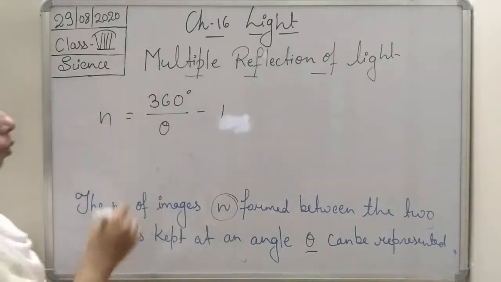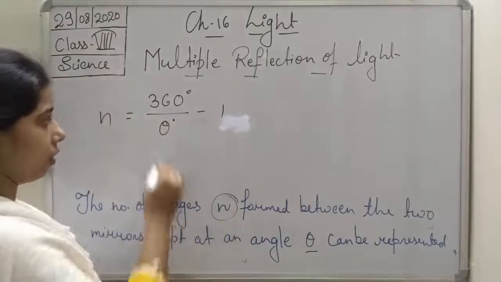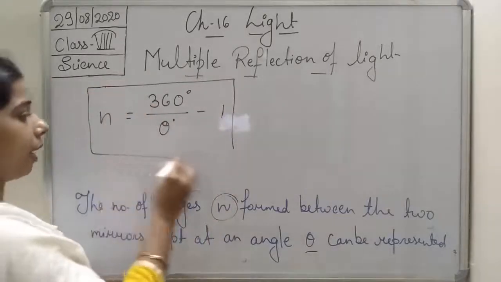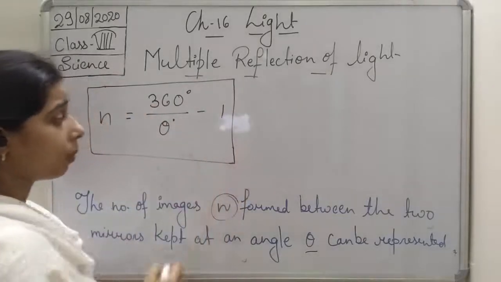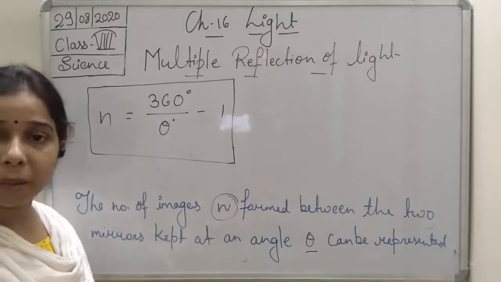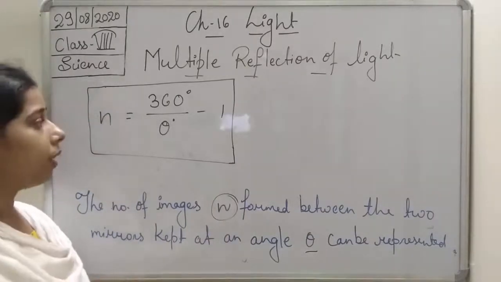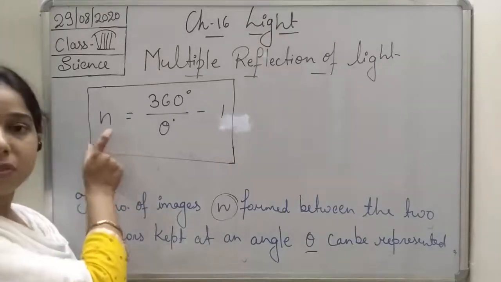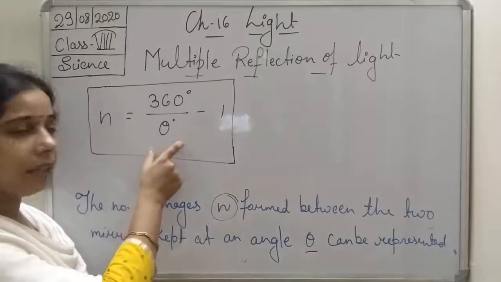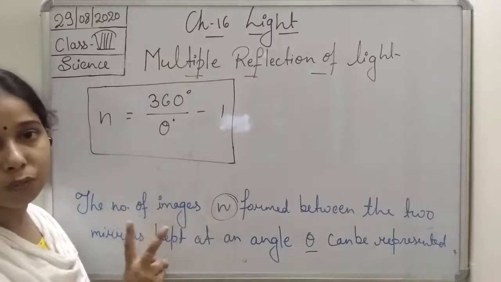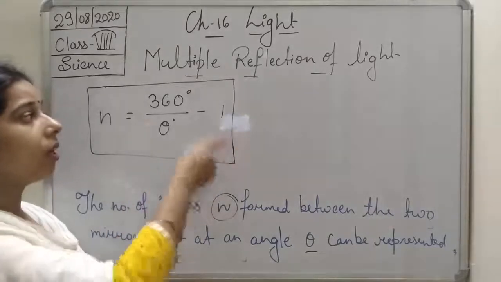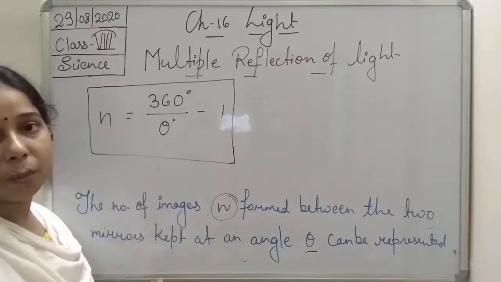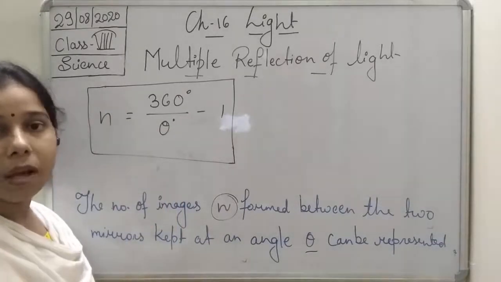Okay. So the number of images which is formed by the multiple reflection of light between two mirrors kept at a certain angle, we can find the number of images. Suppose the number of images is n, and the angle between the two mirrors is theta. Then with the help of this formula, we can find the number of images formed by the two mirrors.